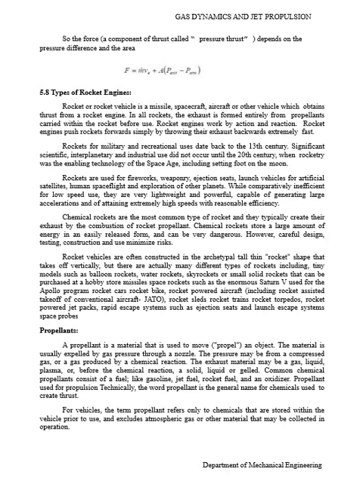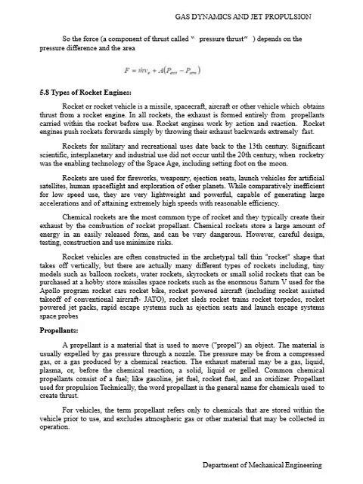Space propellant. Propellant is a material that is used to move an object. Propel. The material is usually expelled by gas pressure through a nozzle. The pressure may be from a compressed gas or a gas produced by a chemical reaction. The exhaust material may be a gas, liquid, or plasma, and before the chemical reaction it may be a solid or liquid. Common chemical propellant consists of a fuel like gasoline, jet fuel, or rocket fuel, and an oxidizer.